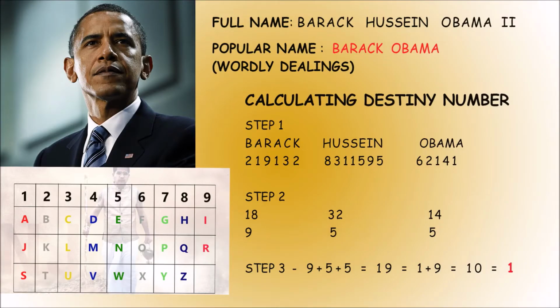Now if we have to take into consideration, let's say for example, had we included the middle name as well, Hussein. In this case, we have to again follow the same norm. We have to put the numerical value for Hussein as well, which is going to give the answer 32, reducing it to a 5. Making a sum total in the final step, you will get 9 plus 5 plus 5, which is going to give you 19. Reducing it to a single digit, you will get the answer 1.